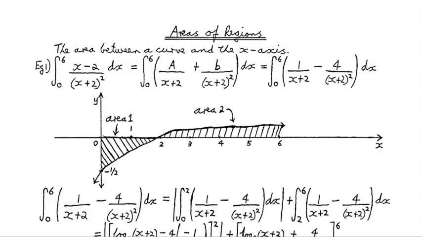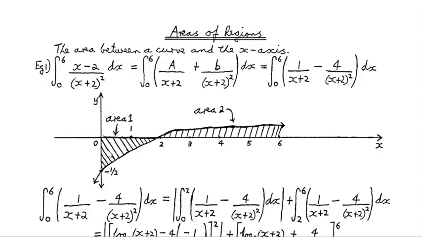And what that means is regions above the horizontal axis, the variable with which we're integrating with respect to, will give us a positive signed value for the integral. Areas below the horizontal axis, such as area 1 here, will give us a negative signed value for the integral. We need to be very careful about that.